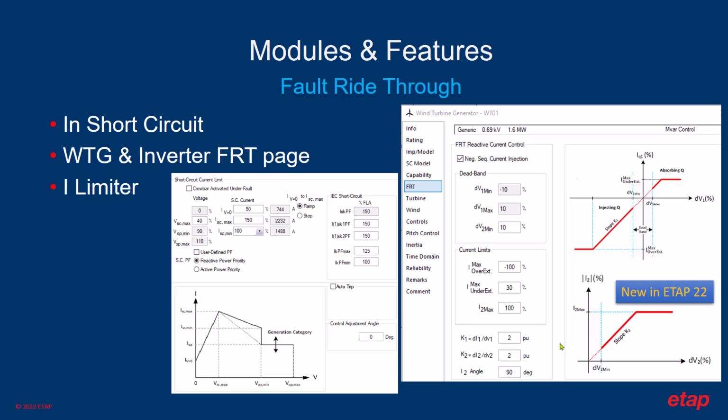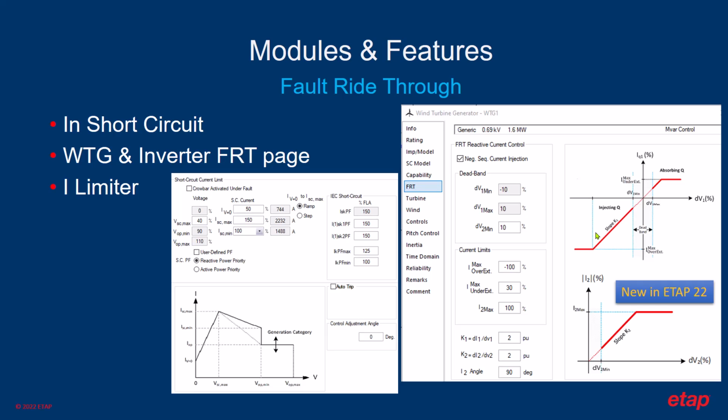Now, when it comes to the fault ride-through, grid codes typically mandate a certain amount of support if there's a fault in the system and the voltage drops. So typically the DERs are expected, if the voltage drops, to increase their reactive power contribution and reduce their active power if they tend to exceed their current limits. So in ETAP, the details of the current limit curve and the fault ride-through characteristics are all available.